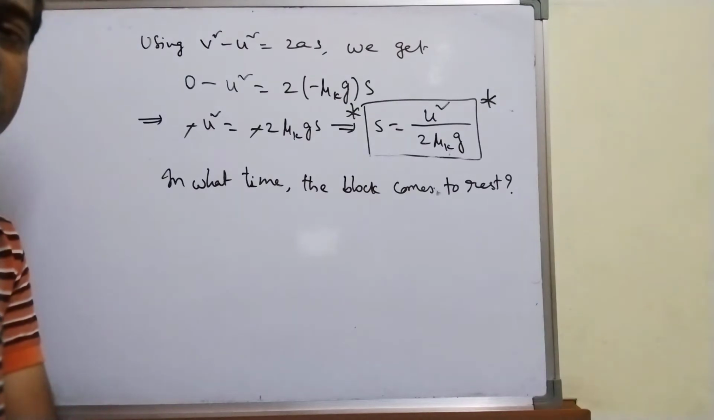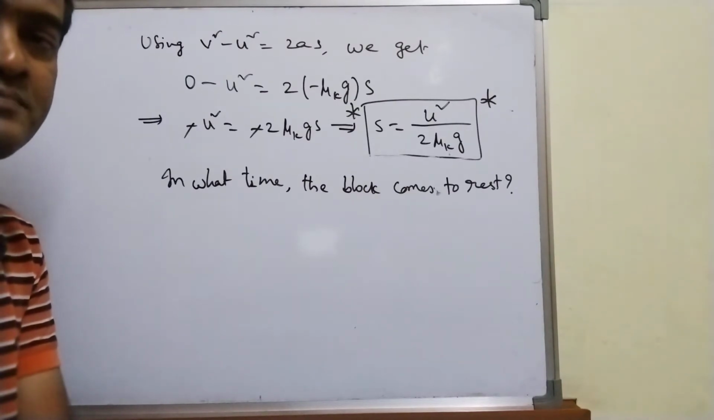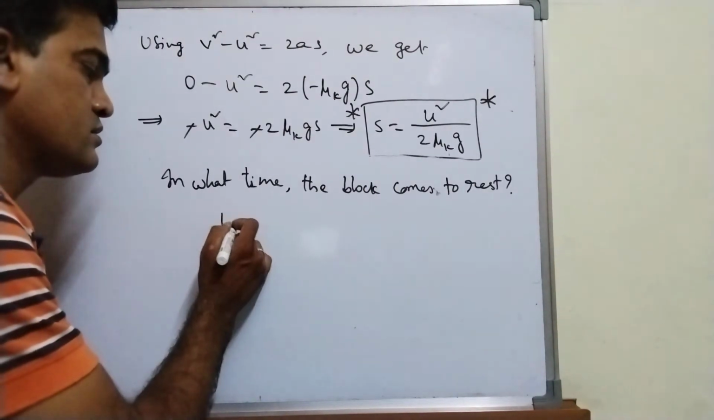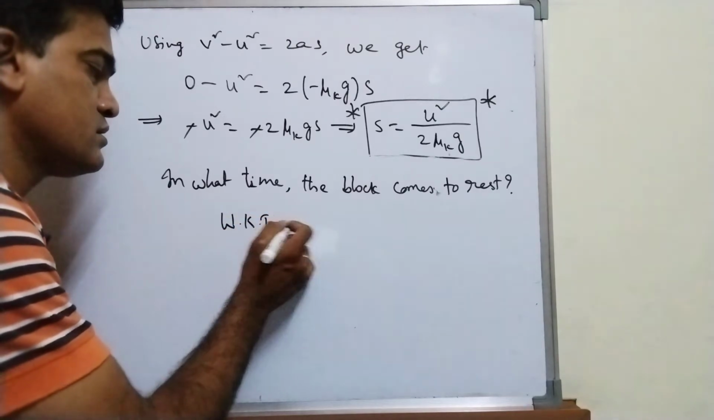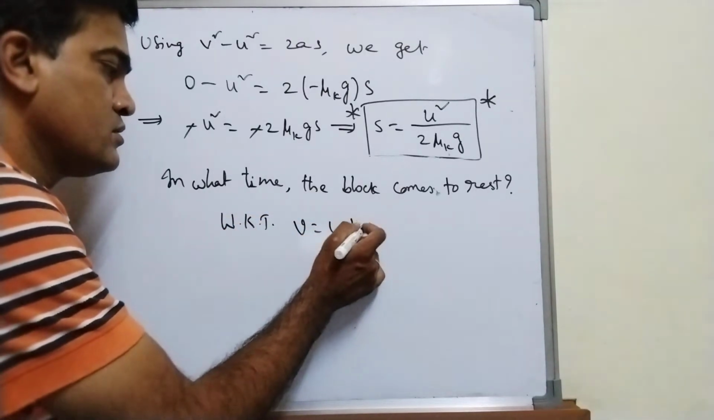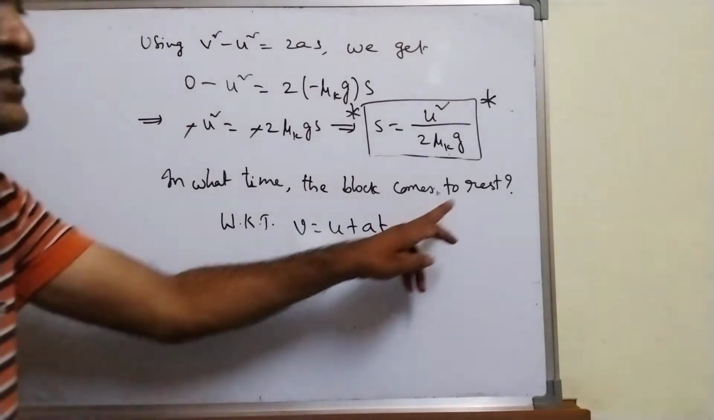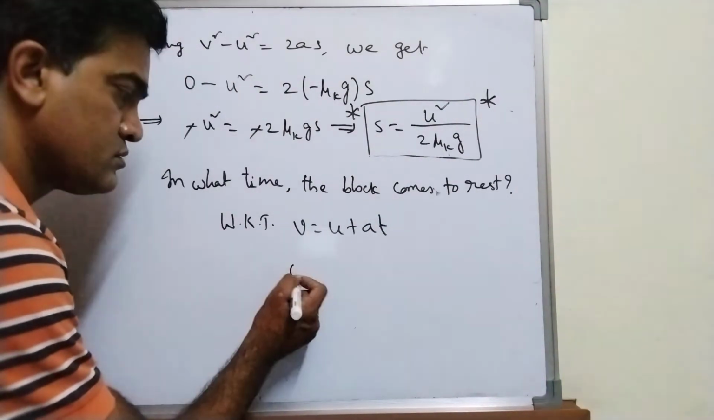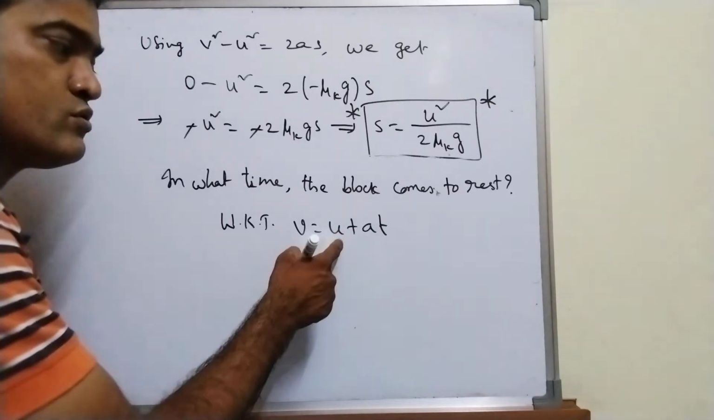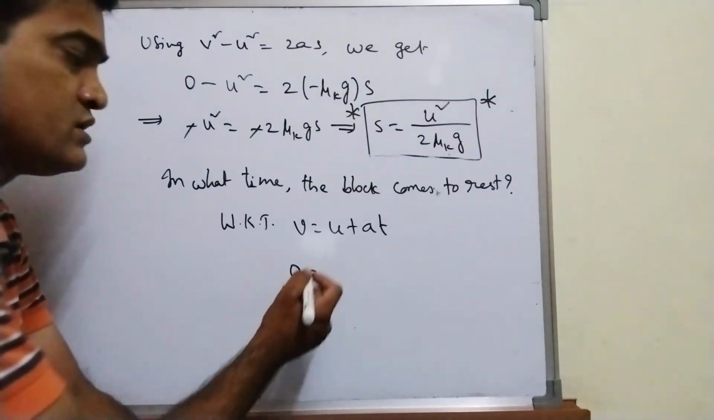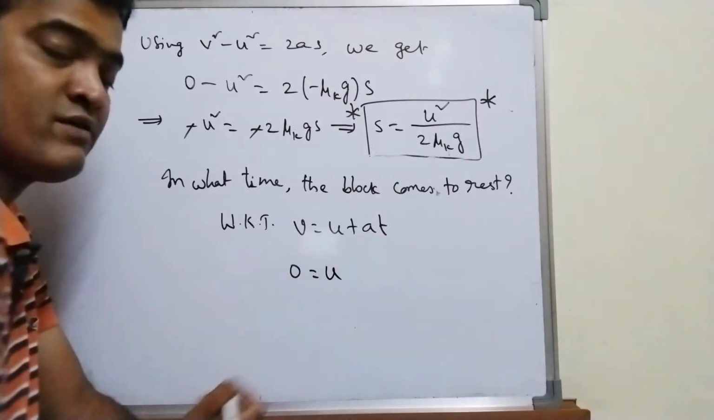So which equation is best suited in terms of time? We know that v is equal to u plus at. I will use this equation. As it is coming to rest, the final velocity is 0, which is equal to the initial velocity that I have taken as u, plus a, but what value of a did I get?